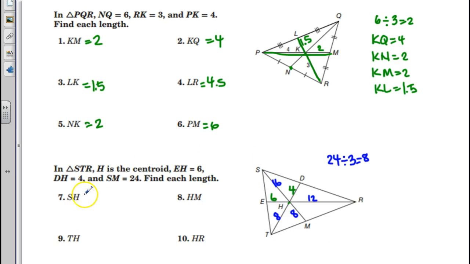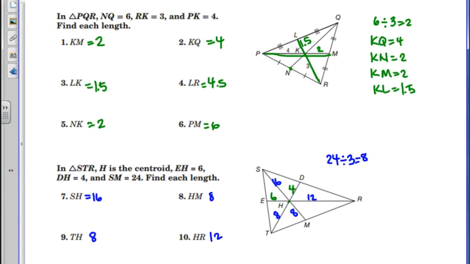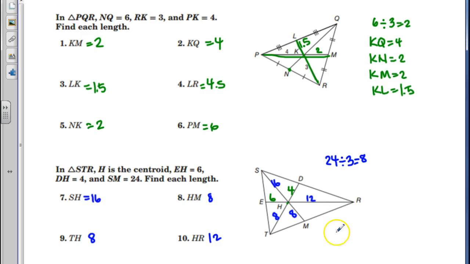All right, so SH is 16. HM, where's HM? There it is, 8. TH, 8. HR, 12. Let's see, what else could we do? How about TD? TD, this whole thing, is 12.